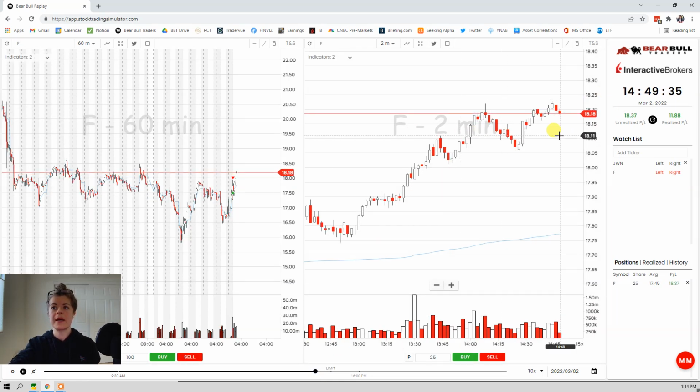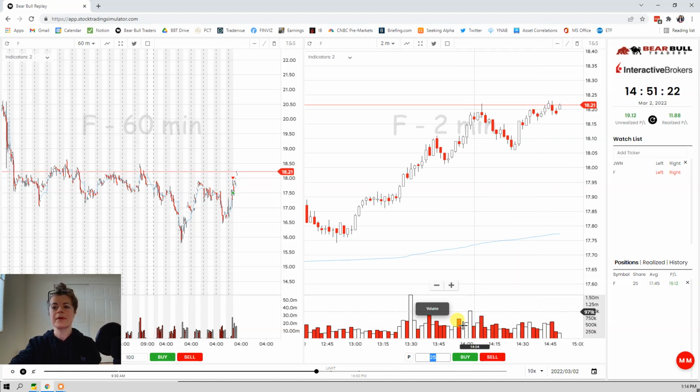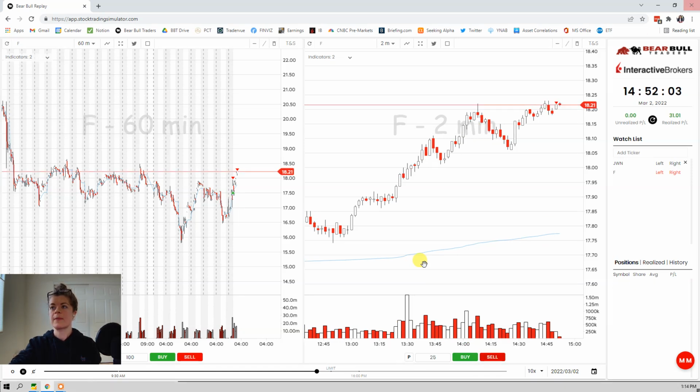We've definitely passed the midline of that higher time frame range, and we could get all out here. We could wait for the top of it. I think the top is like 18.50-ish, 18.30-ish. Yeah, I think for me, that's close enough. I'm just gonna sell and get all out of my position.